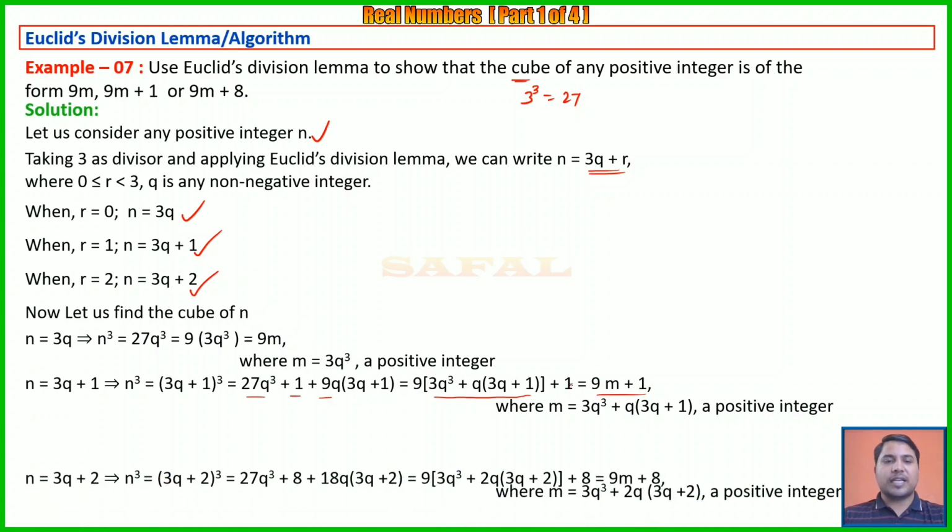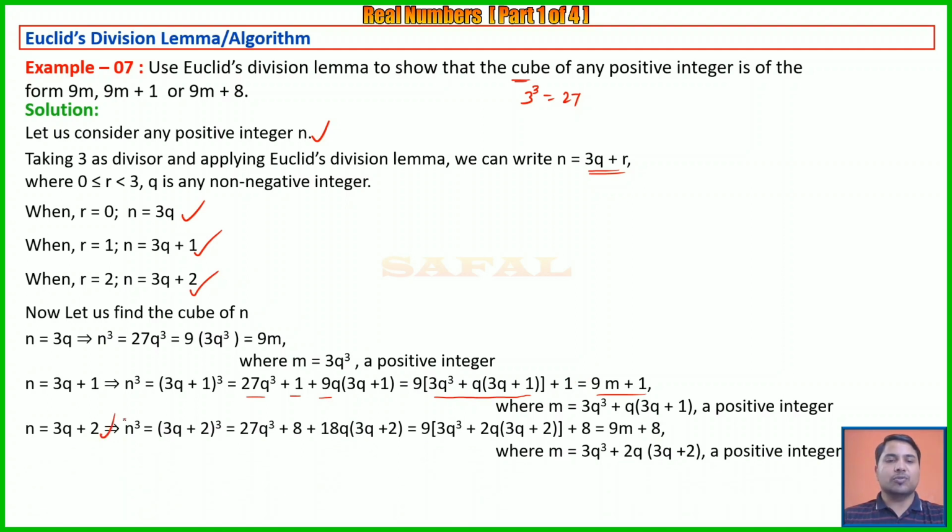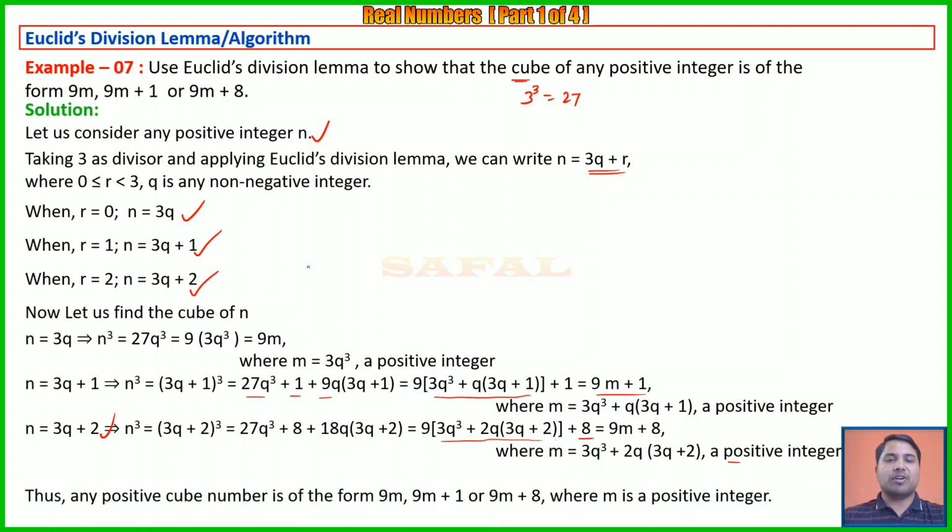Similarly, the third case, when n was 3q plus 2. So that time cubing both sides, n cube equals (3q plus 2) the whole cube. So again I am using (a plus b) the whole cube here: a cube plus b cube plus 3ab into (a plus b). So on expansion and simplification I am getting 9 times some number plus 8. So 9m plus 8, where m is a positive integer. So here I can see that the cube of any positive integer can be written in the form what?